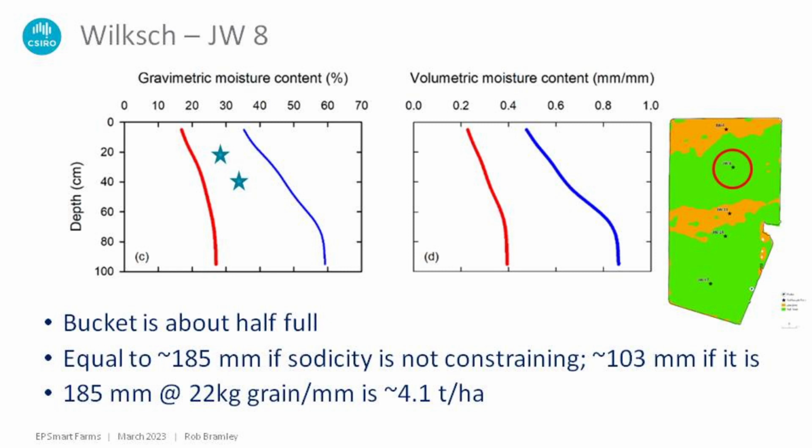And then based on the information in that table, he could then say, well, if we're not worried about sodicity, he'd have about 185 millimetres of water, and if he was worried about the sodicity at depth, he'd say, well, he's got about 103 millimetres of water. That 185 millimetres, if you believe there's 22 kilograms of grain per millimetre, is about 4.1 tonnes per hectare of yield.